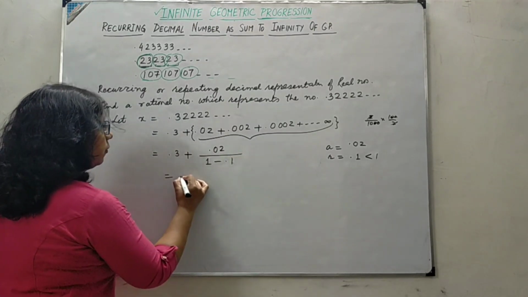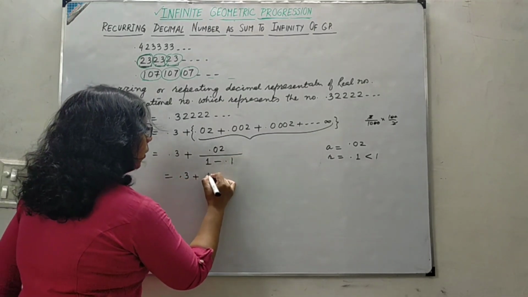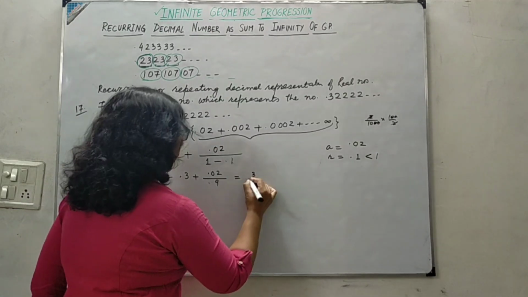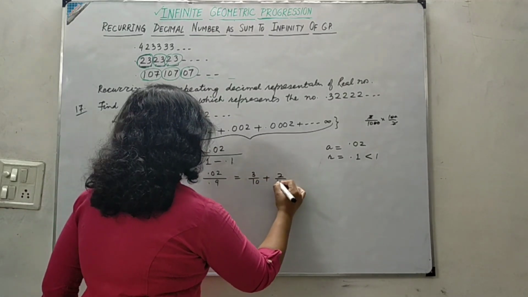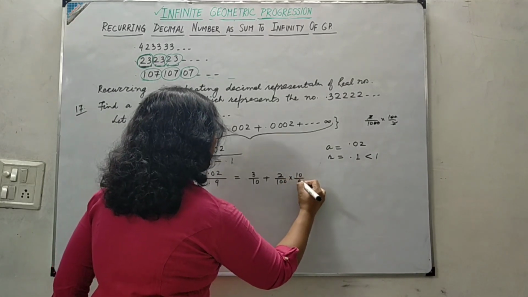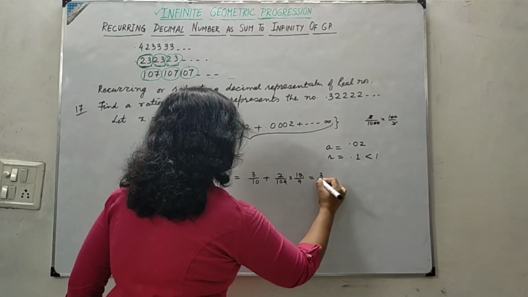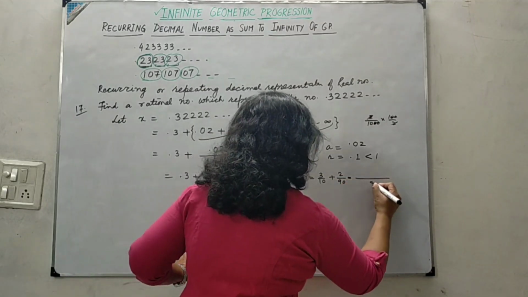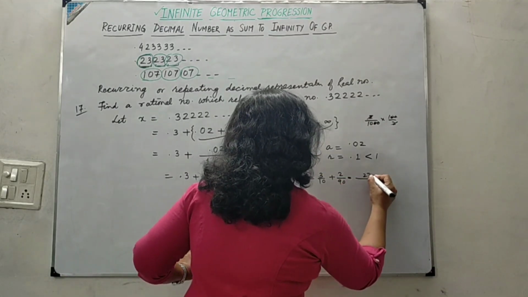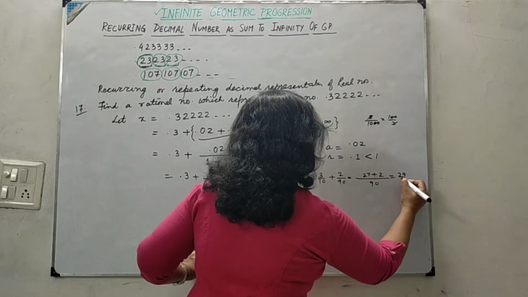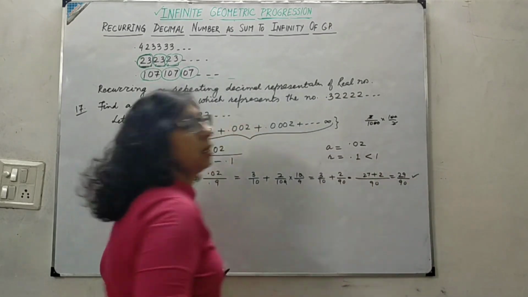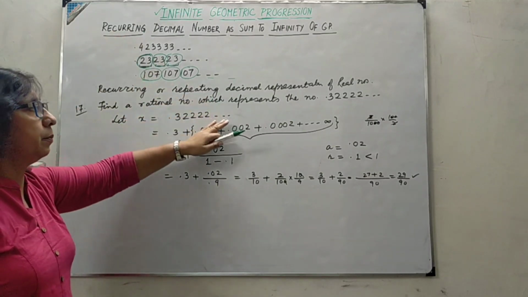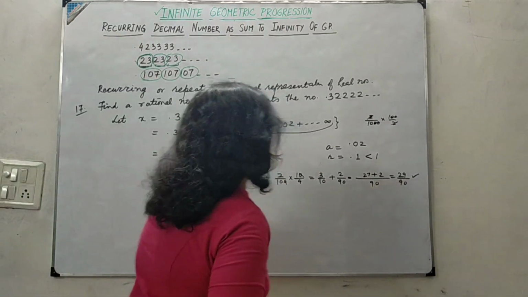That is, after simplifying, 0.3 plus 0.02 upon 0.9. That is 3 by 10 plus 2 by 100 into 10 by 9. This cancels out, so this is 3 by 10 plus 2 by 90. After simplifying, this is 90, 27 plus 2, 29 by 90. So we have seen how to convert this recurring or repeating decimal number in the form of rational number.